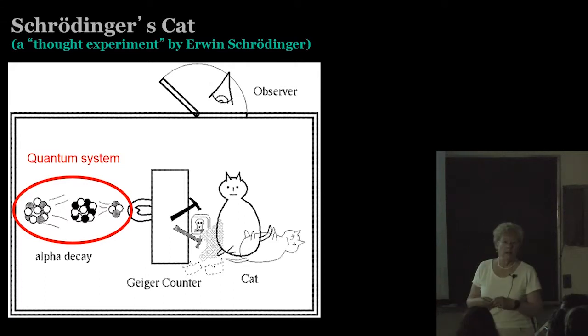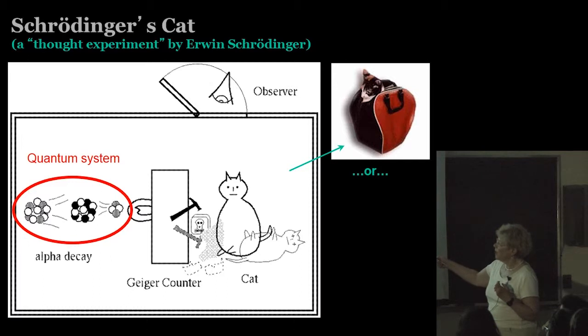Okay. So, its state is unknown until I actually observe it. It decays. Here's an apparatus in which I have connected it to a cat. When it decays, a hammer is going to fall. That will be detected by the Geiger counter. A hammer will fall, releasing poison gas, which will kill the cat.